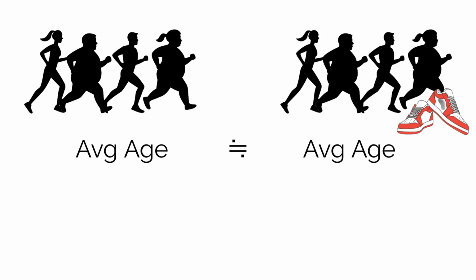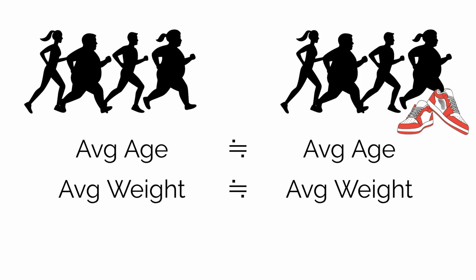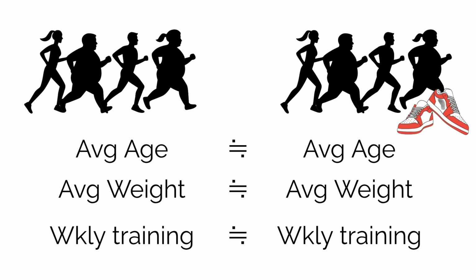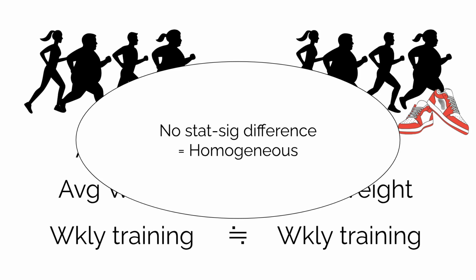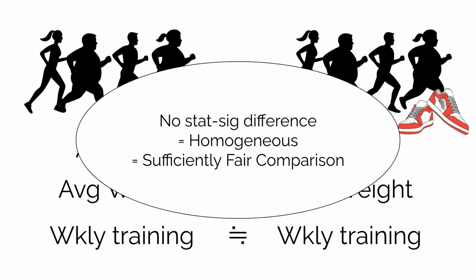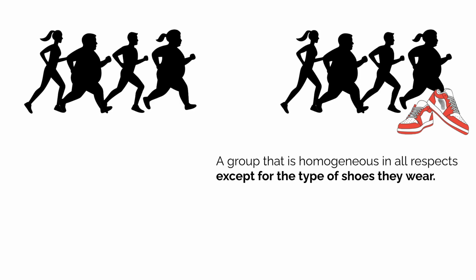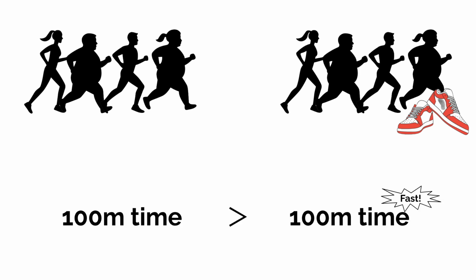Homogeneous means that the average age of both groups is similar, as well as their weight, and exercise habits, and so on. It means that there is no statistically significant difference between them. In other words, if there is no statistically significant difference between the two groups, it indicates that the groups are homogeneous and can be regarded as a sufficiently fair comparison. A group that is homogeneous in all respects except for the type of shoes they wear. Therefore, if there is a significant difference in their 100 meters times, it can be concluded that the special shoes are the cause.